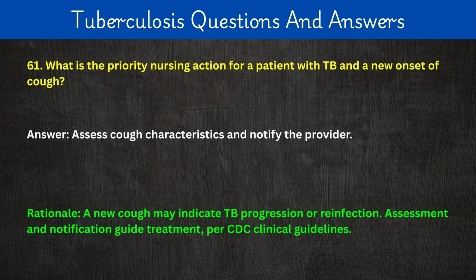61. What is the priority nursing action for a patient with TB and a new onset of cough?